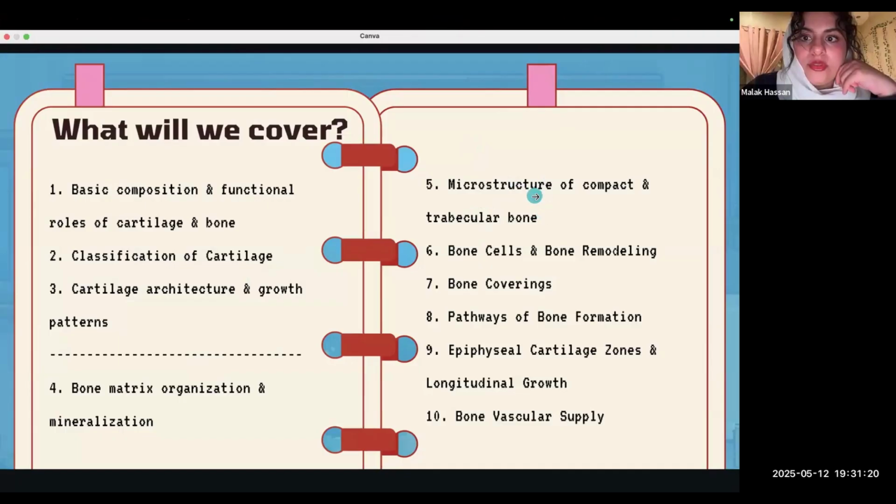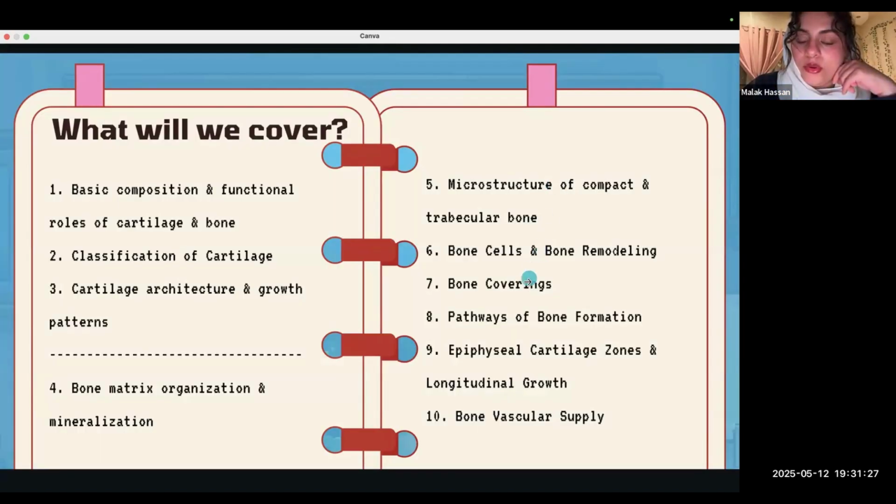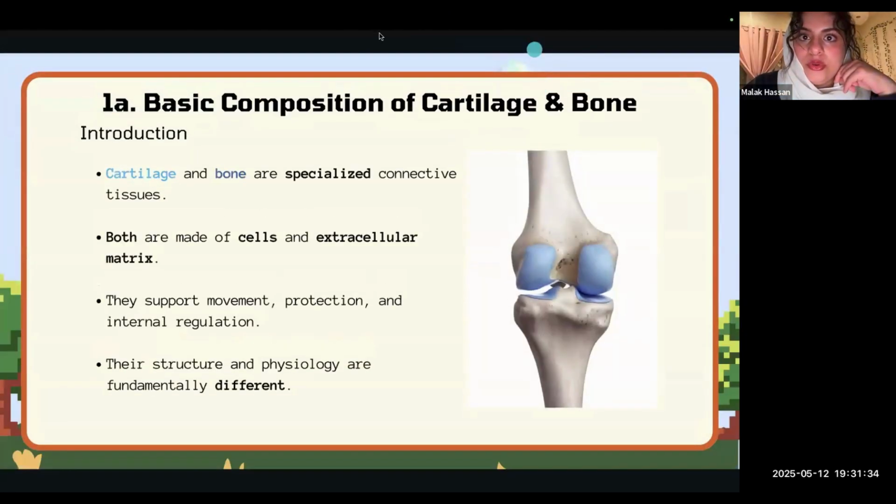So we have the microstructure of compact bone and trabecular bone. We also have the bone cells and bone remodeling. And bone coverings, pathway of bone formation, etc., etc. All right? Okay.